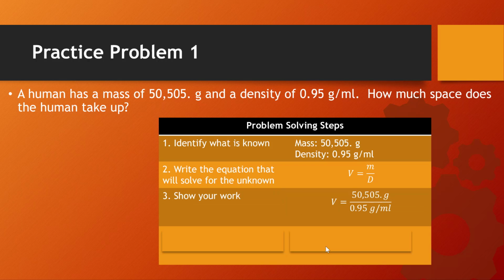Plug in my numbers. 50,500 grams divided by 0.95 grams per milliliter. Again, those grams will cancel out, and the milliliters are all that's left. And it works out to be 53,000 milliliters. Again, we can only have two significant figures on that because the 0.95 only has two. And that's how you do an example for any of the density, mass, or volume questions you might have in the assignment. Good luck.